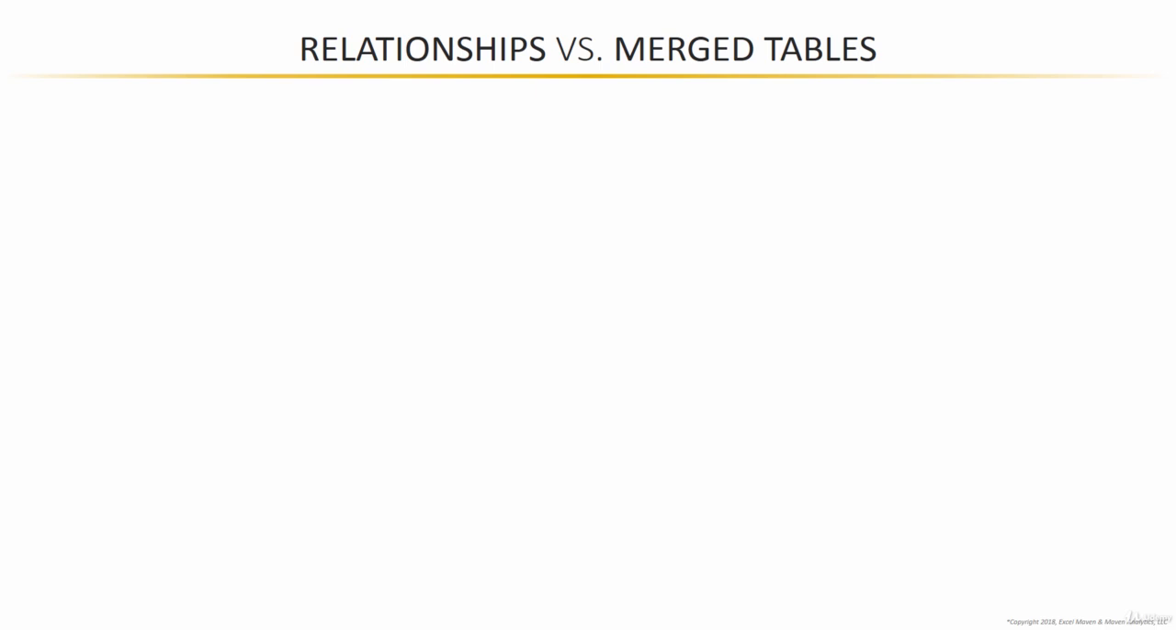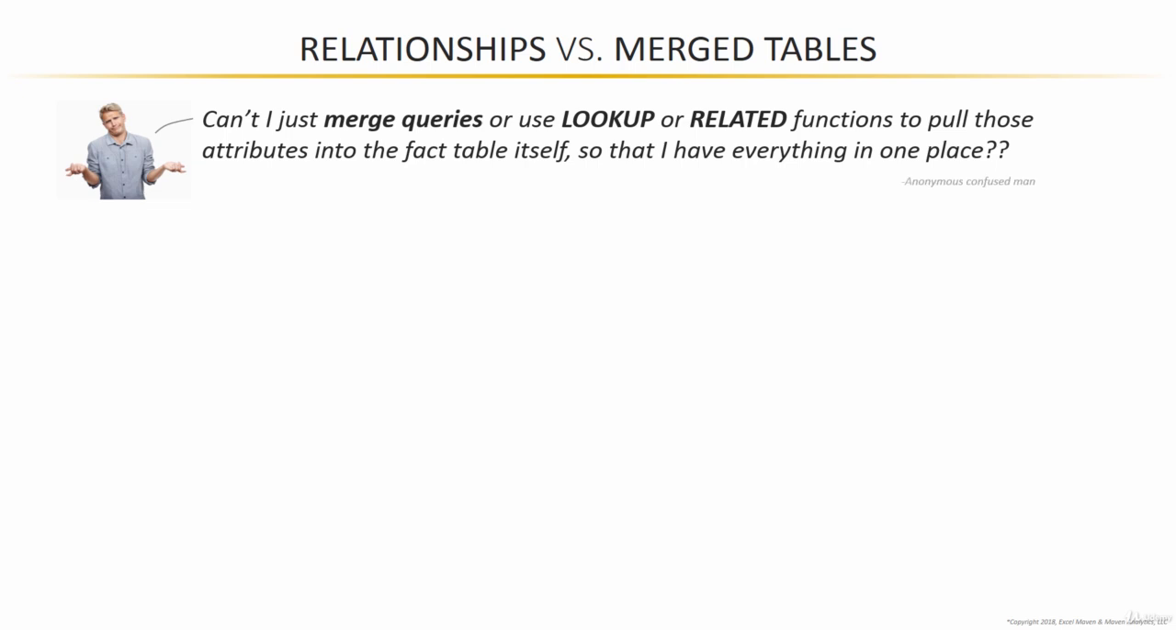All right, one last conceptual lecture before we get our hands dirty and actually create some table relationships. And I really just want to drive home this very important idea of relationships versus merging tables. Now, I know some of you out there are thinking like this guy. Can't I just merge my queries or use familiar functions like lookup or related or index match to pull attributes into the fact table itself so that I have everything in one place?